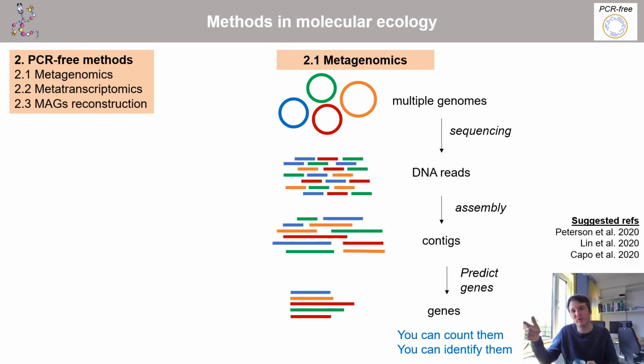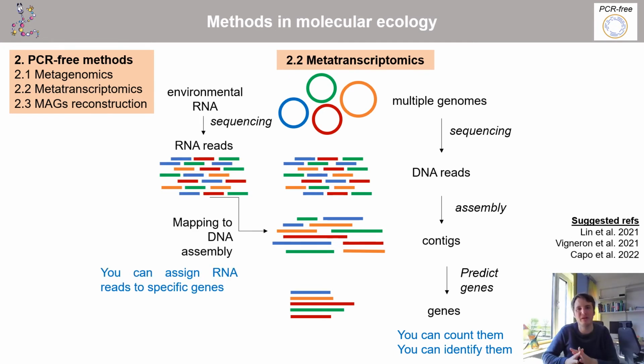Those reads, you can assemble them into larger fragments that are named contigs, and on these contigs, you can actually predict genes using specific bioinformatic tools. And those genes, part of them, could be the genes involved in mercury transformation. So you can count them and you can identify them by phylogeny.